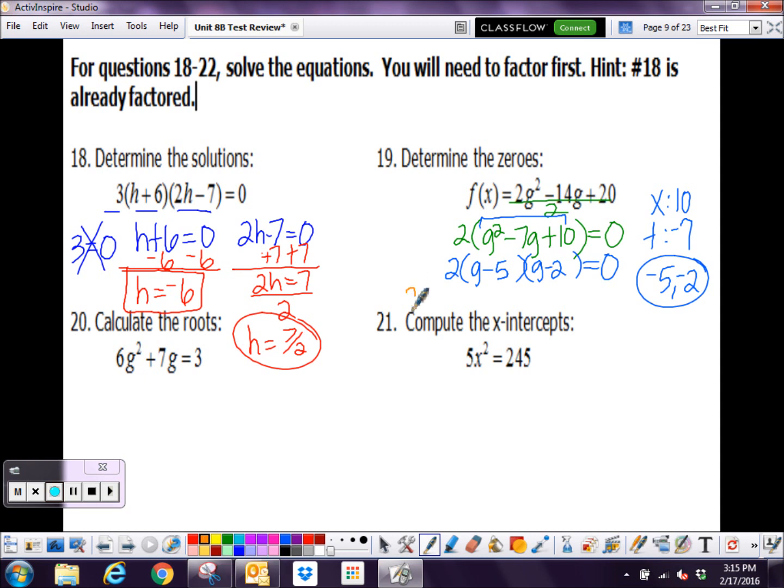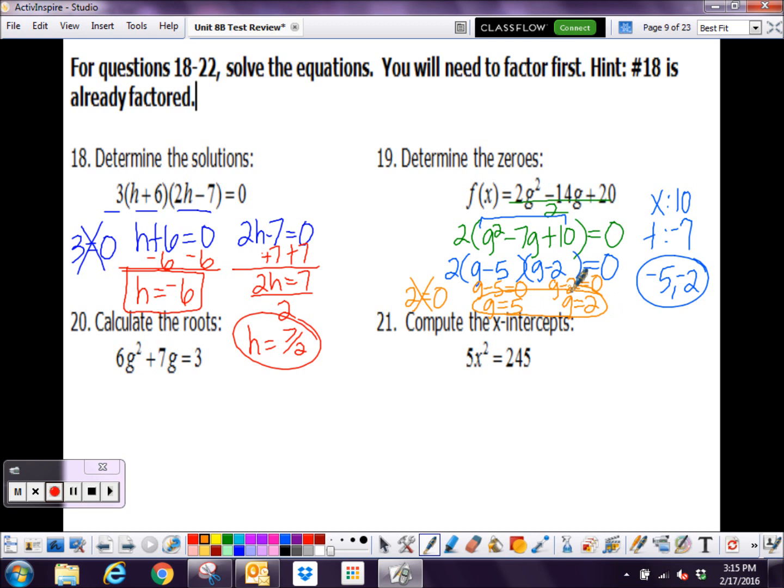Okay, well, so I'm going to set 2 equal to 0. Well, that doesn't even make sense. If I set g minus 5 equal to 0 and I add 5 to both sides, g is 5. If I take g minus 2 and set it equal to 0 and I add 2 to both sides, g is 2. So those are my 2 solutions, 5 and 2.